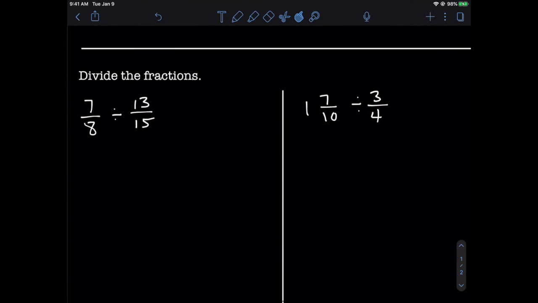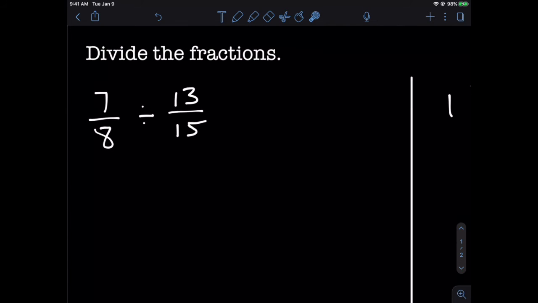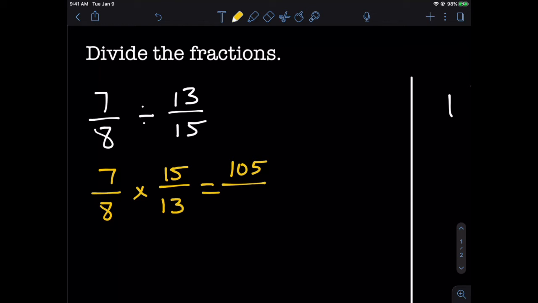Okay, so now we're going to be dividing our fractions. Remember, to divide two fractions, you got to keep that first fraction the same, so stay as 7/8, change your division to multiplication, and then flip over your second fraction. So we're going to turn that into 15 over 13. Our updated problem then is going to be 7/8 times 15 over 13. Now it's just a normal multiplication problem, tops to tops, bottoms to bottoms. 7 times 15 is 105, 8 times 13 is going to give us 104.